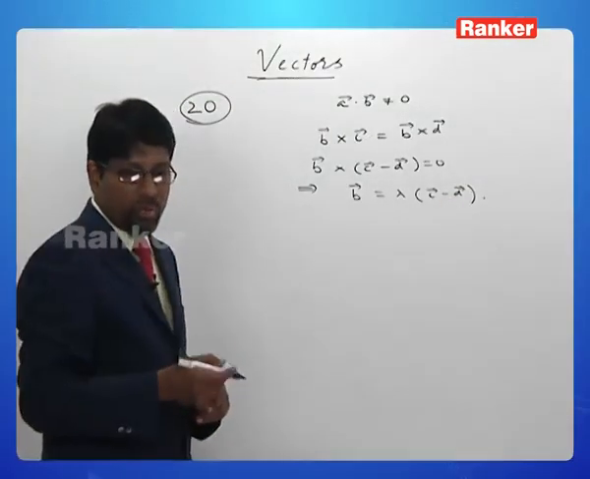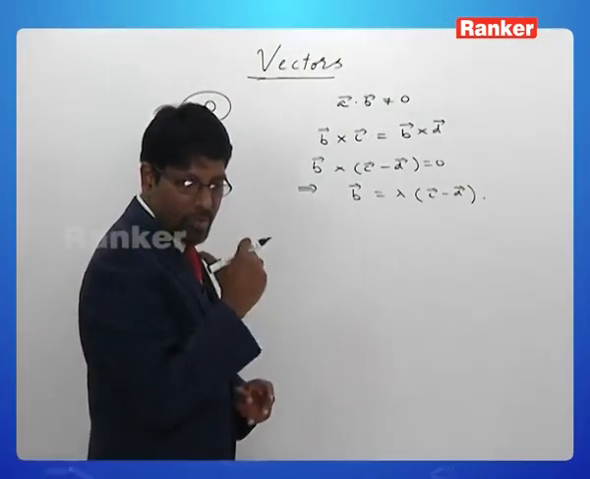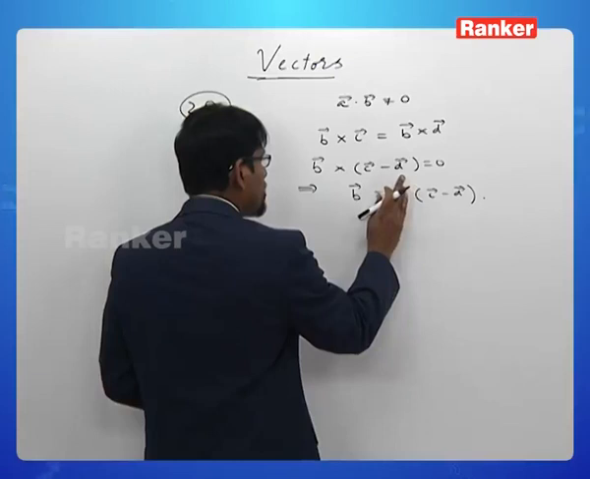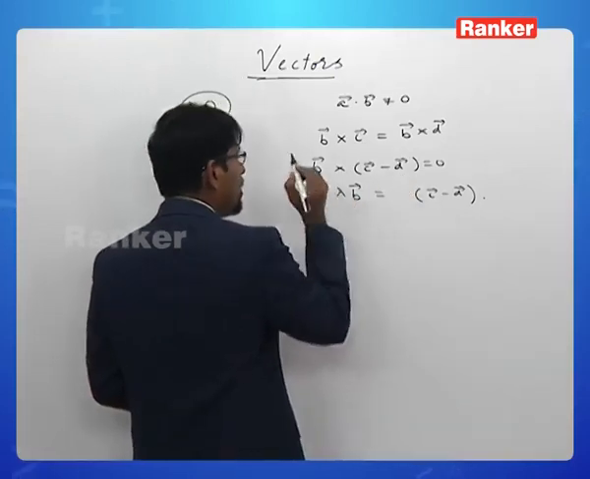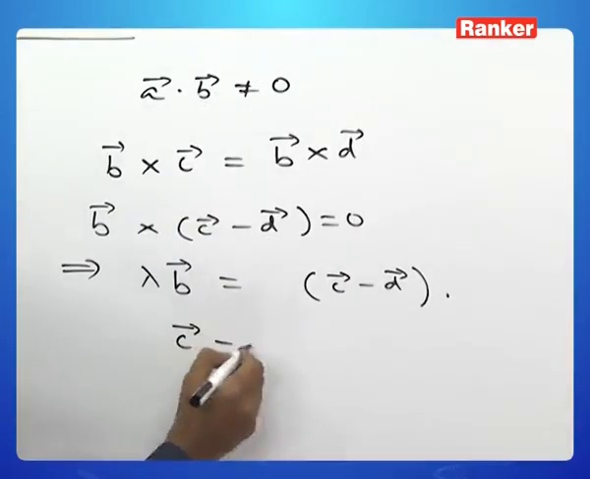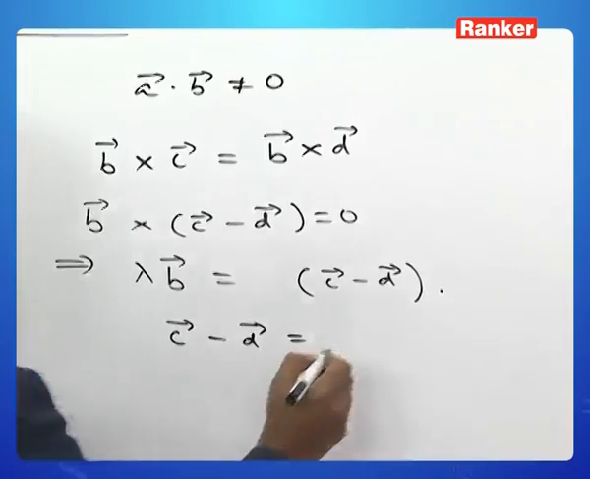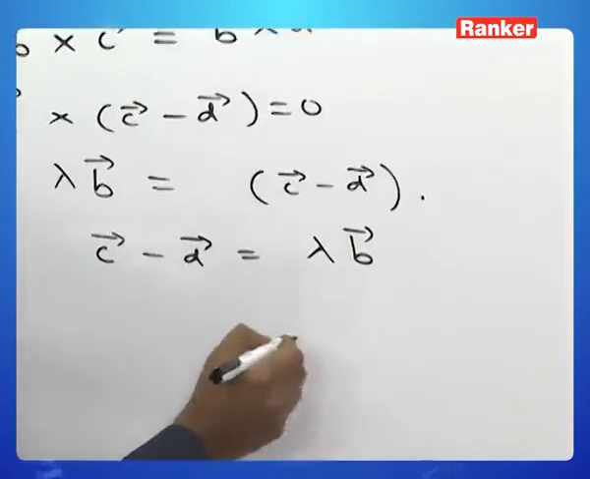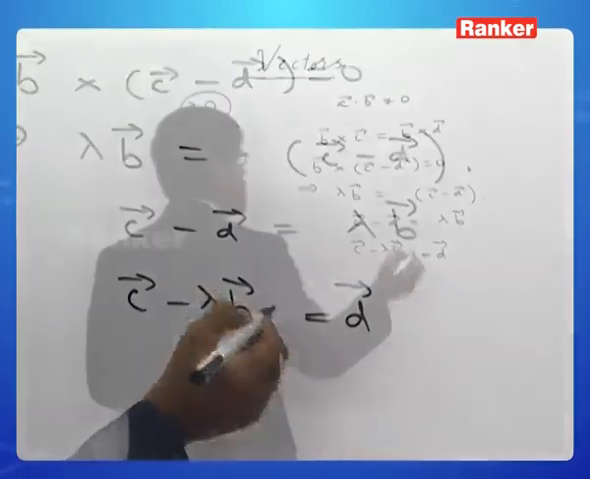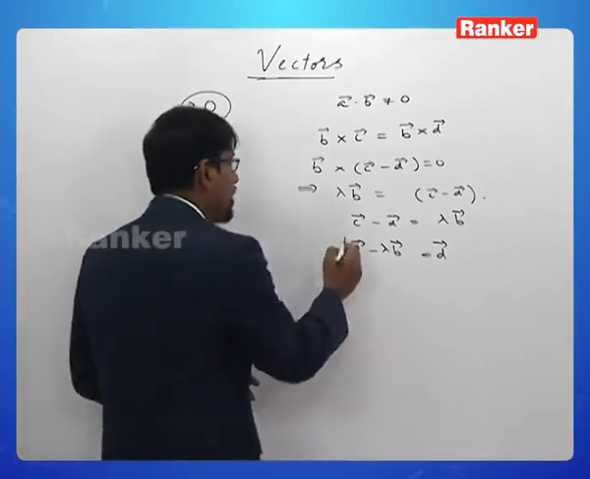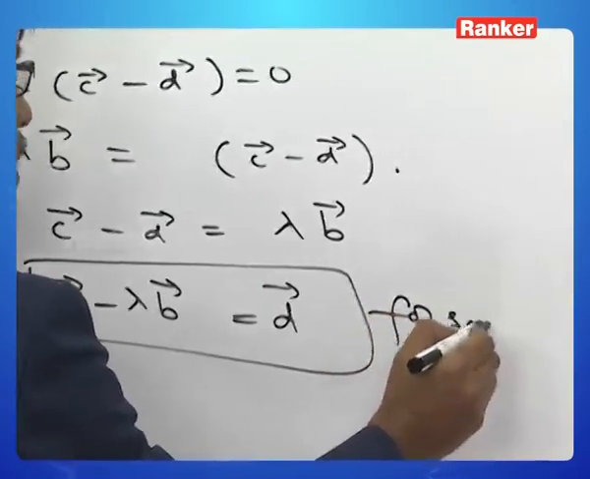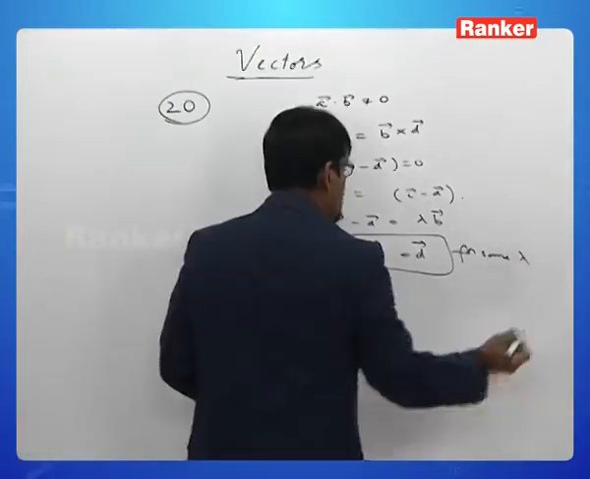We can write B bar to be equal to lambda times (C bar minus D bar), or C bar minus D bar, you can write it as lambda times B bar. Either way, we can write C bar minus D bar to be lambda times B bar. So C bar minus D bar is equal to lambda B bar, or D bar will be equal to C bar minus lambda B bar. So let's keep it aside. This is one observation for some lambda. So if I am able to find that lambda, we are done.